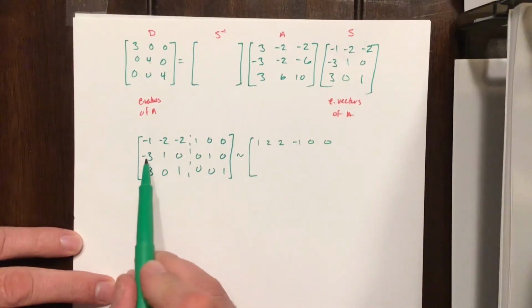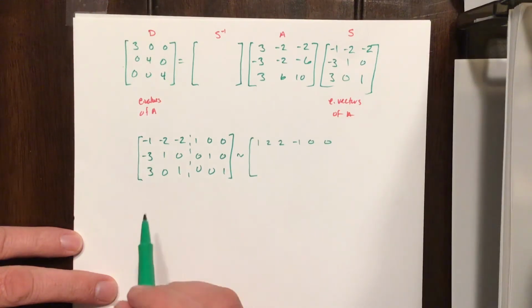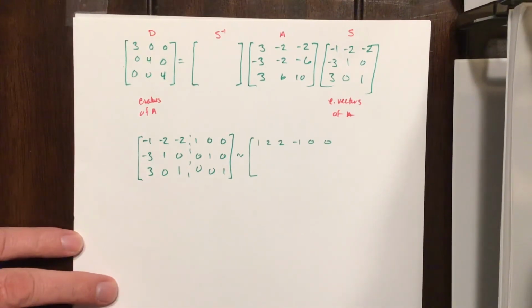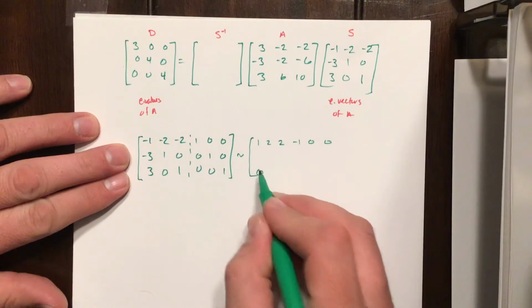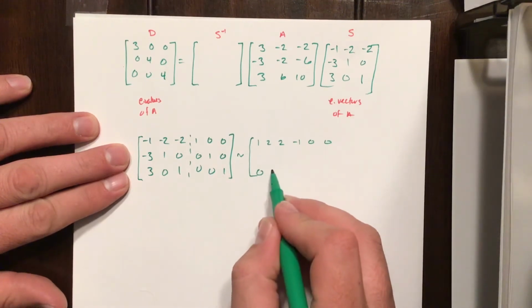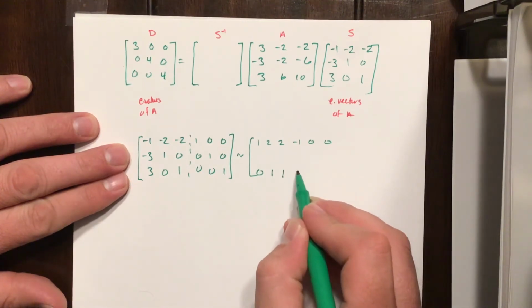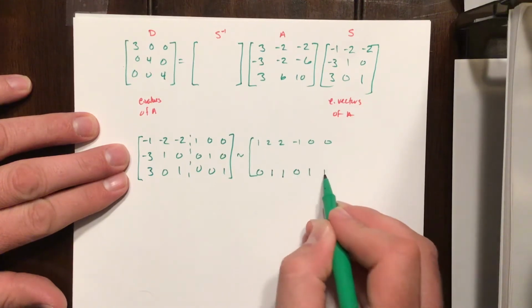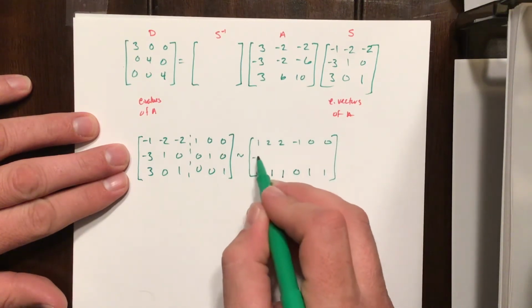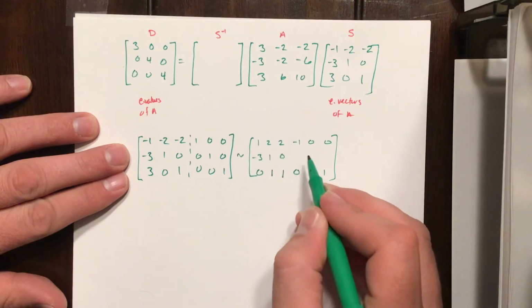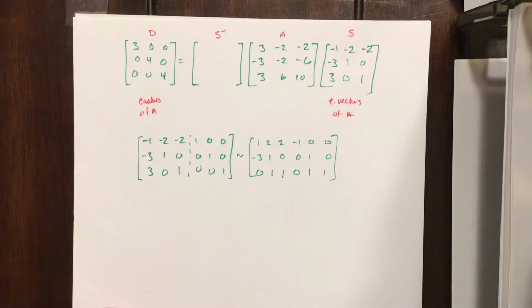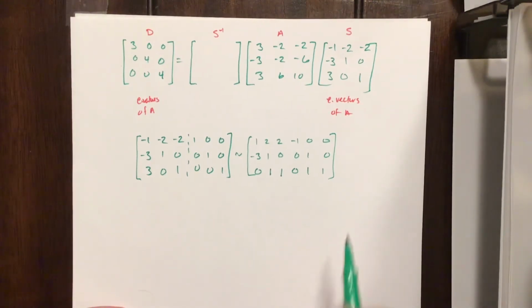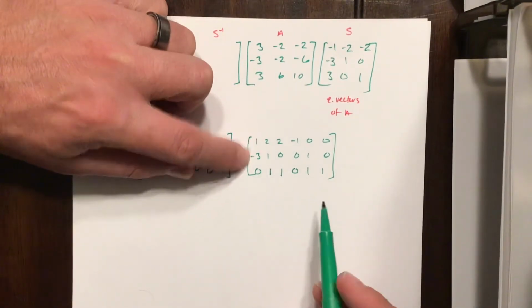I'm going to add rows 2 and 3 together because they both start with -3, and I can get one of them to cancel out, so that's good. If I add this -3 and 3, it gives me 0. If I add these two, it gives me 1, 1, 0, 1, 1. That's -3, 1, 0, 0, 1, 0. Okay.